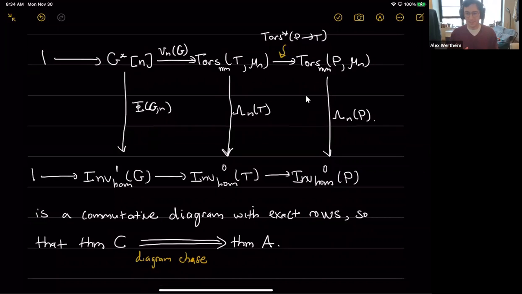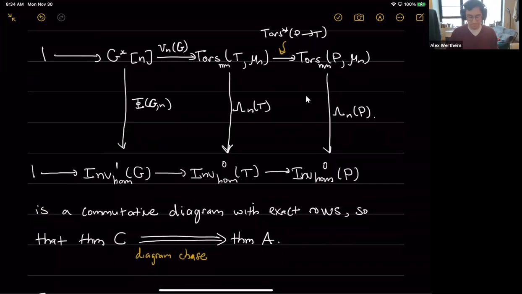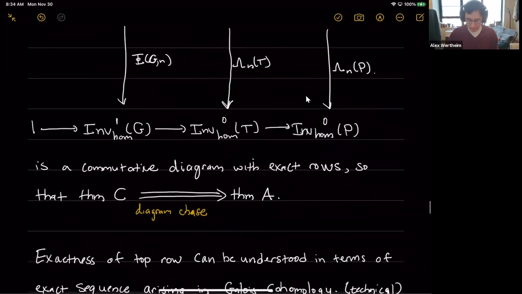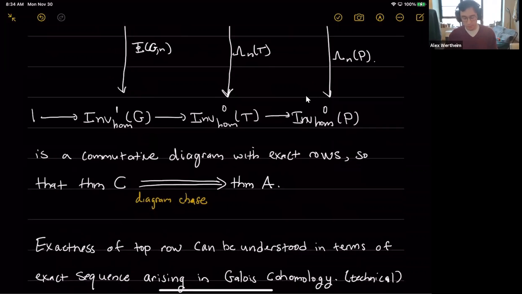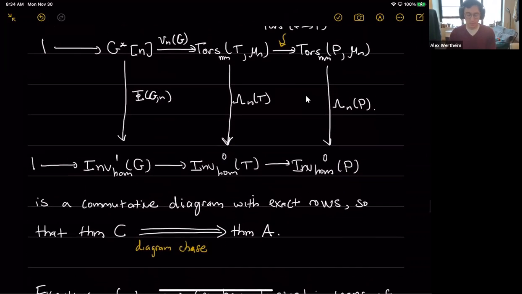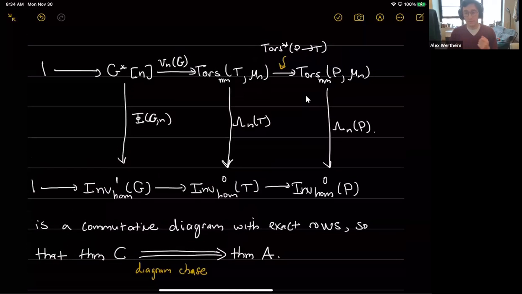So there are a lot of things that I've yet to explain here. The first thing is maybe why this top row is exact. And it's, at least to me, on the face of it, mysterious why this should be so. But in fact, it's a bit technical, so I won't get into details, but you can reinterpret this exact sequence on the top row as arising out of some sort of Galois cohomology sequence. And so once one reinterprets this in terms of this Galois cohomology sequence, the exactness becomes straightforward. And so the difficulty is showing that the two sequences, one arising from Galois cohomology and the one written here, are actually isomorphic.